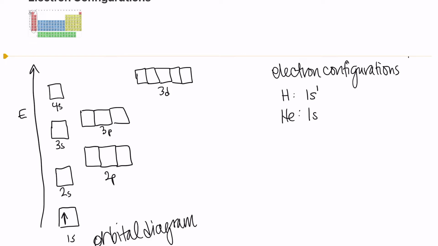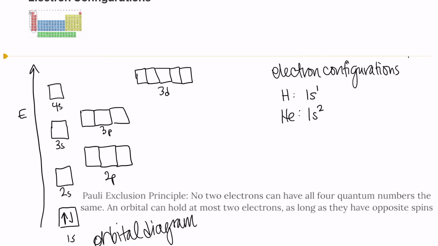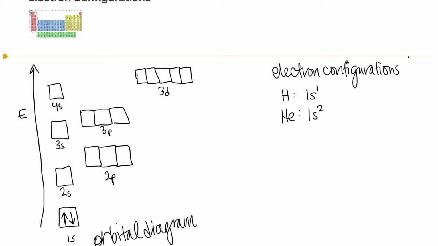Next one is helium. Helium is 1s2. Now, when I put my electron in this orbital, there's another rule that I need to be aware of. It's the Pauli exclusion principle. The Pauli exclusion principle says that no two electrons can have all of the same quantum numbers. And so when I put that second electron in the same orbital, it has to have the opposite spin. That's why I drew the arrow going down. Now I have two electrons in my 1s orbital, so my electron configuration is just 1s2.